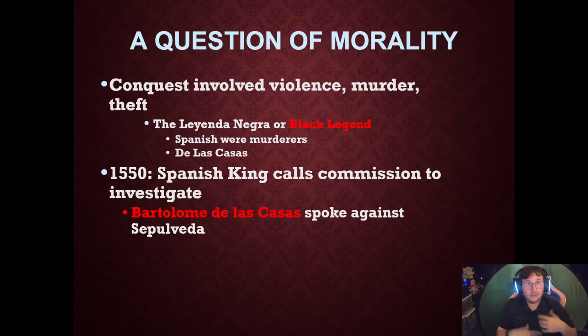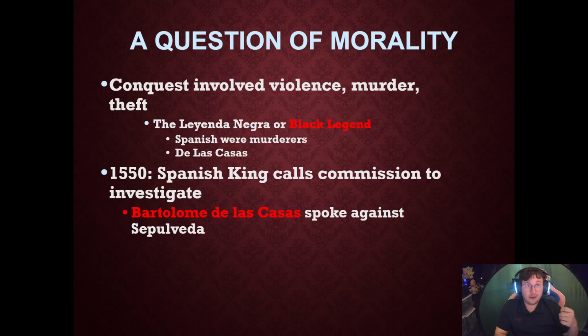Now, there are stories and legends passed down that all the Spanish did was murder and commit violence and rape and steal and do all these things, and this is really perpetuated by the Black Legend. And this was really set up by De las Casas and perpetuated by De las Casas, that the Spanish were murderers. And that's all they did. It was only violence, rape, theft, and killing of Native Americans.